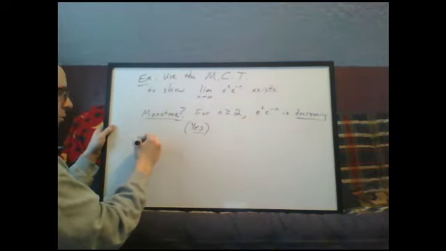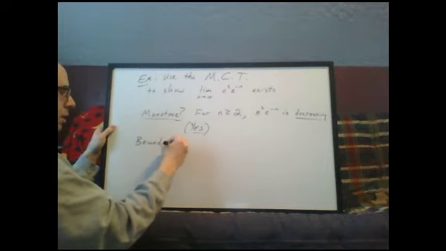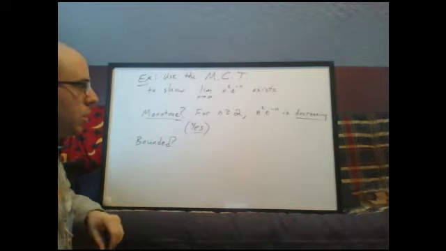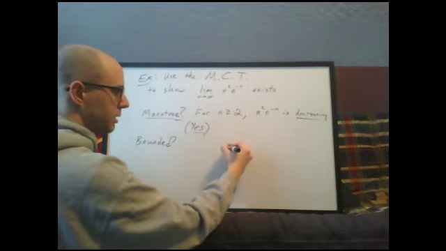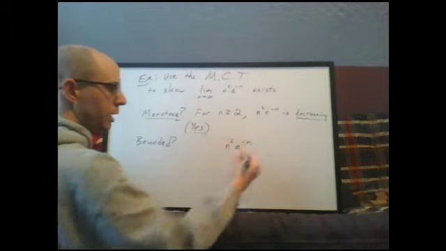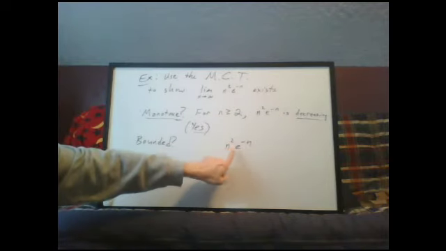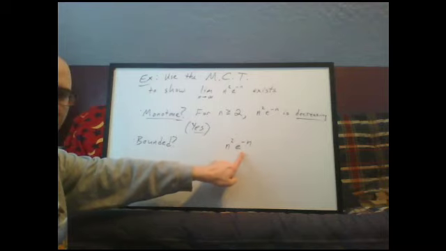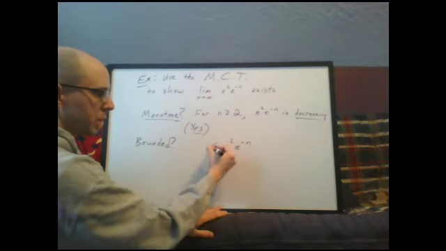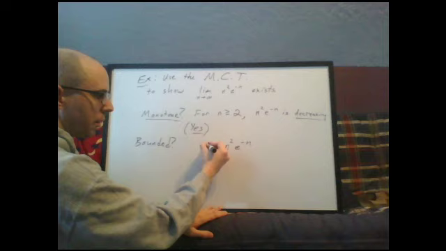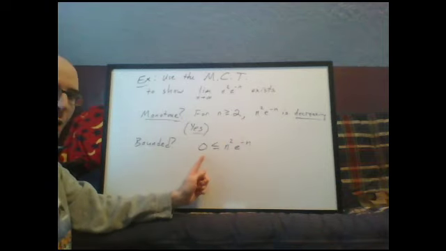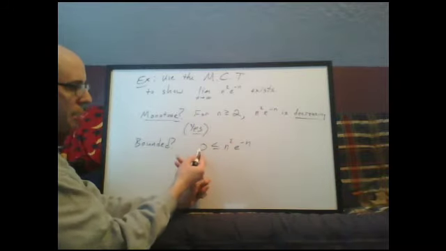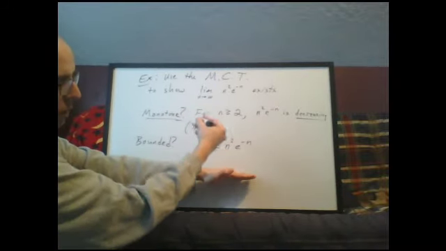So is it bounded? Well, let's think about n squared e to the negative n. This sequence. n squared is always positive. e to the minus n is always positive. So this is bigger than or equal to 0. So there's a lower bound. And really that's all we need. If it's decreasing and bounded below, that means it has a floor, and so it's going to level off.